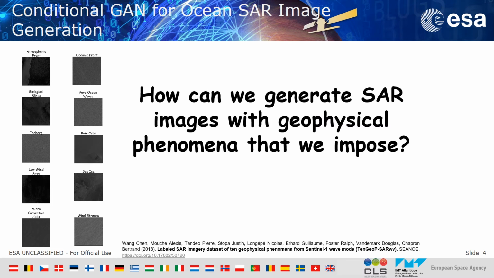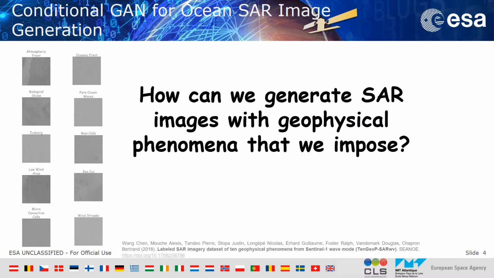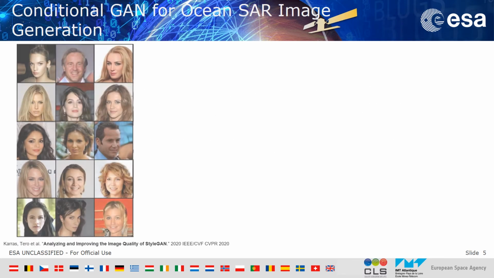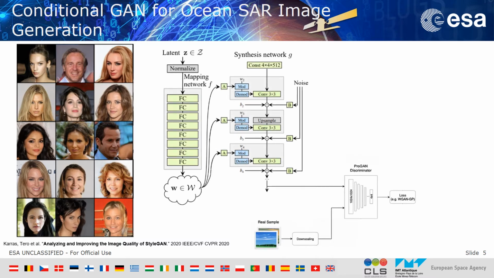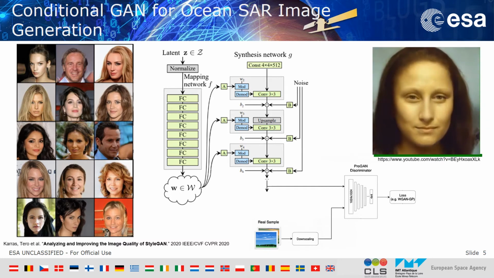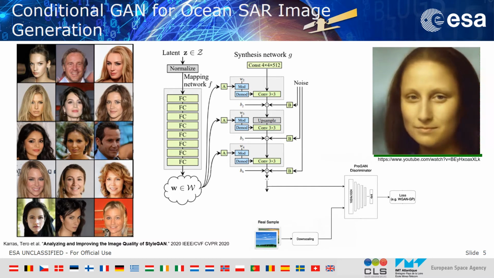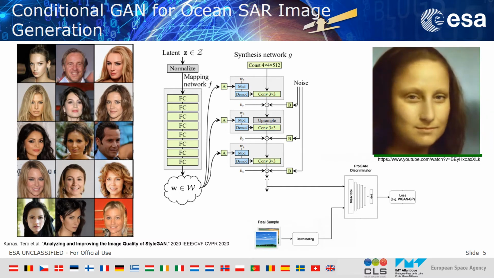From this point, we consider the inverse problem. How can we generate SAR images with geophysical phenomena that we impose? Classical generation, meaning without labels, is something that has been done with success by the GAN named StyleGAN. It has also been shown that it was possible to edit the features of a picture, effectively turning it into a tool for data augmentation.